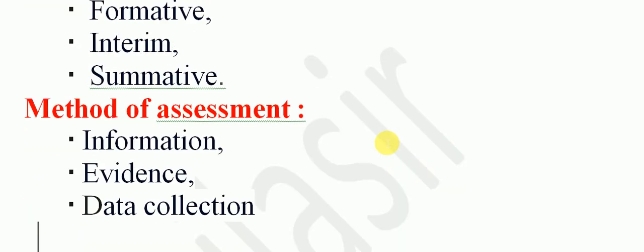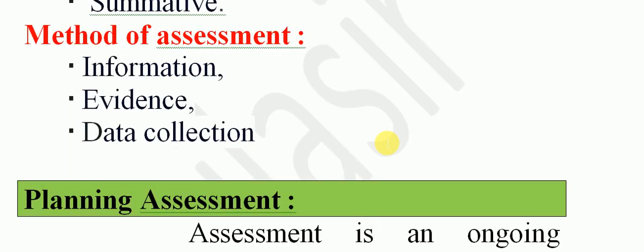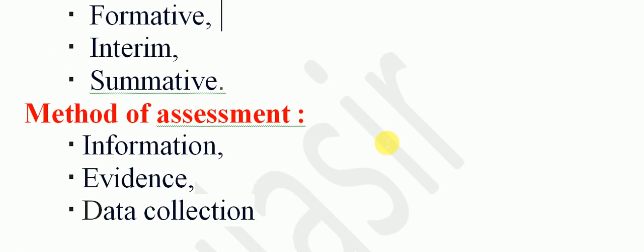Method of assessment: information, evidence, and data collection. So there are three main parts of the assessment method. First of all is information. We get the information, we get the evidence, and we do the data collection. It is the method of assessment.